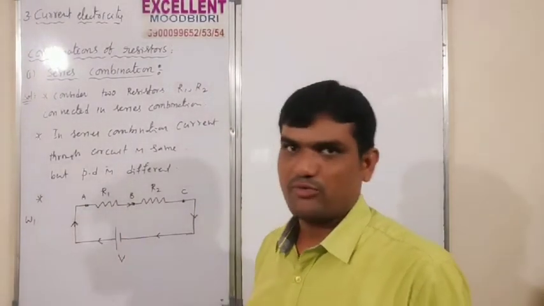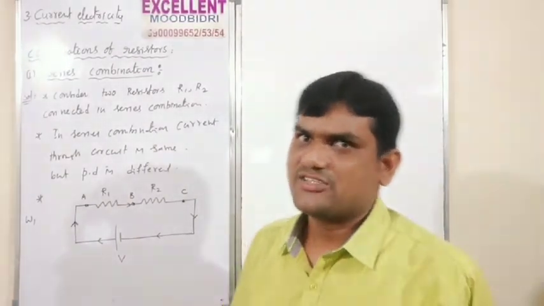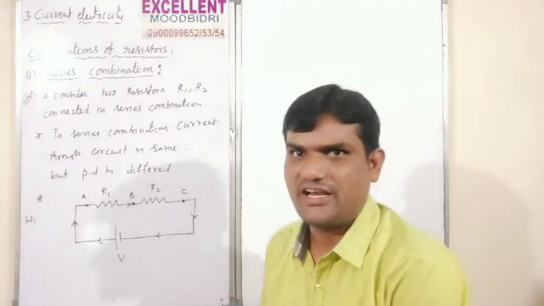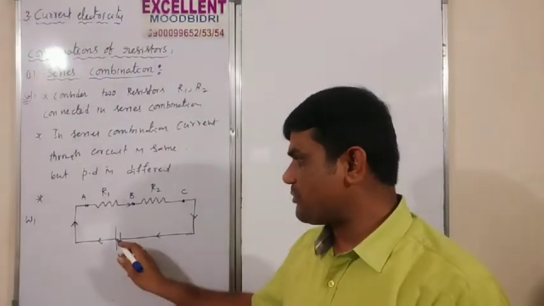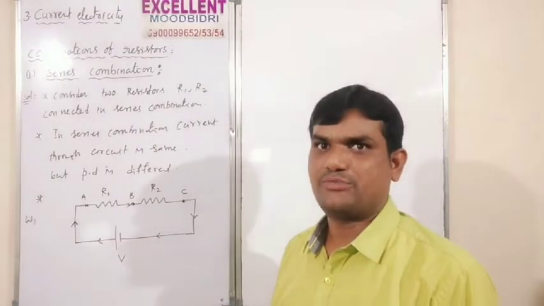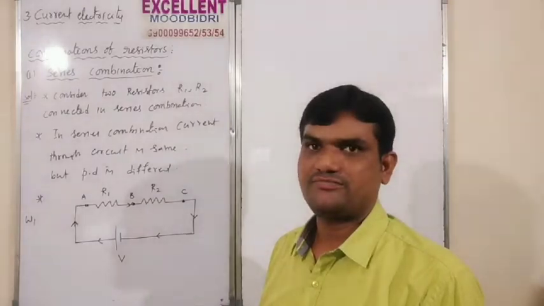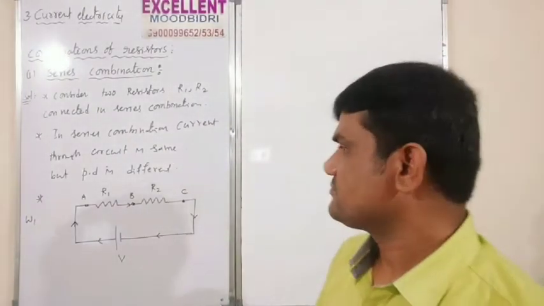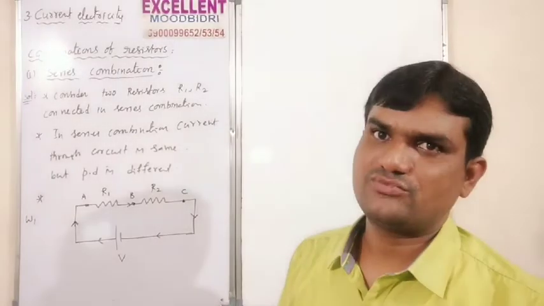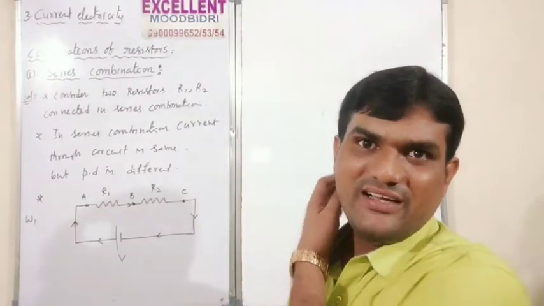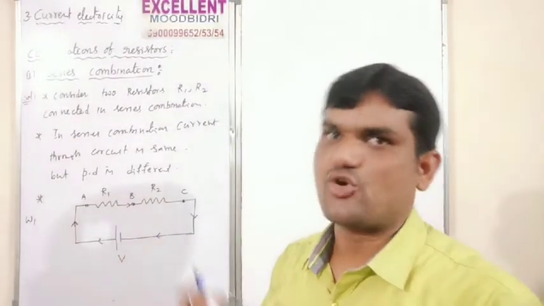This is the minimum compared to the other. This potential topic we already discussed in electric field and charge, electric potential and capacitance. Near the positive charge, potential is maximum. So VA minus VB, and here VB minus VC. That is why potential is different in series combination.